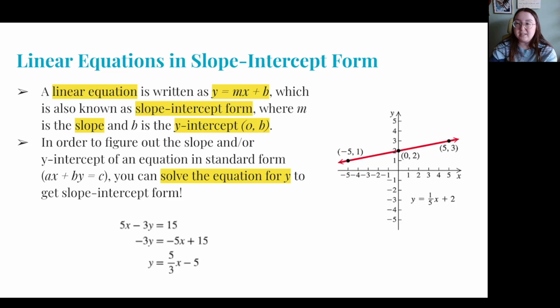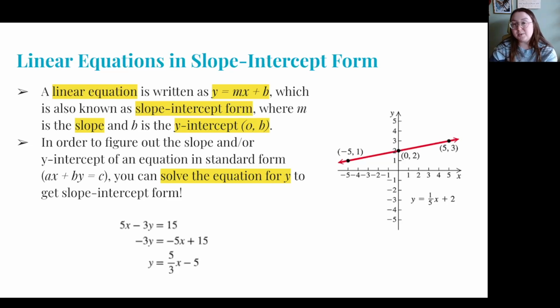So by finding the slope between these 2 points, negative 5, 1 and 5, 3, we're able to figure out the slope in this case, and then we take that y value from the y-intercept and place it in for b in the equation of y equals mx plus b. So if you find the slope and you find the y-intercept, you can always create the equation of a line.